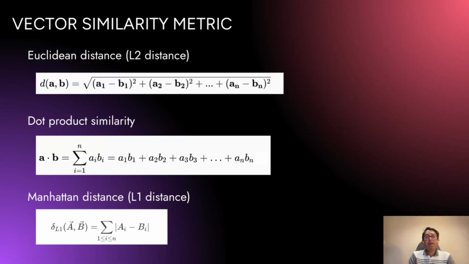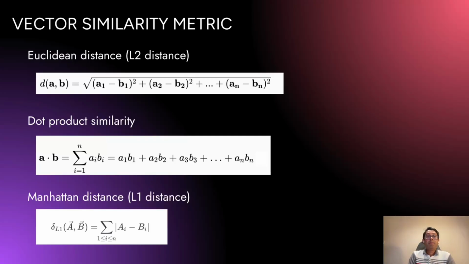The next one is dot product similarity. This is calculated by taking the summation of products of the vectors' corresponding components. So for vectors A and B, we are taking the products A1 · B1, then A2 · B2, up to An · Bn. Then we will take the summation of all the products.